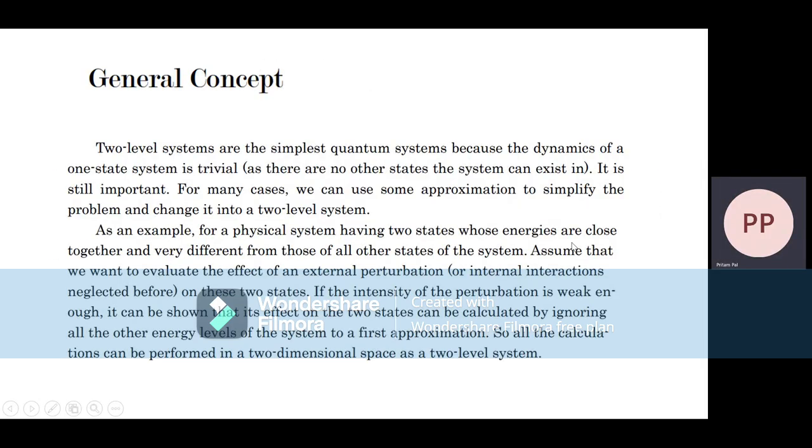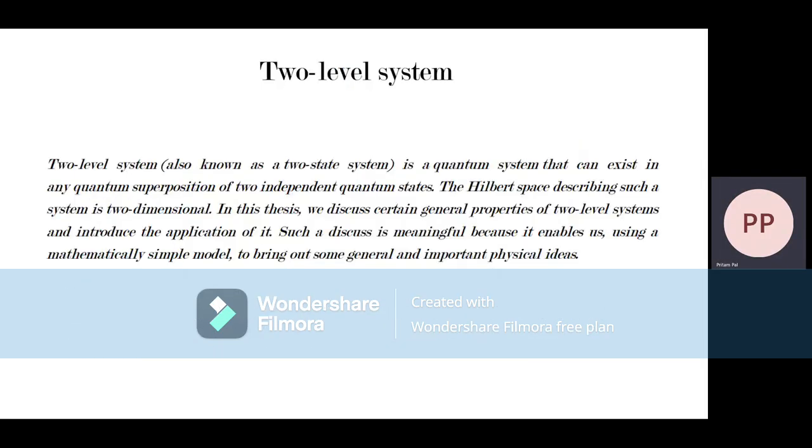First, as you know, a two-level system is basically a quantum system. It is a combined system that can exist in any quantum superposition of two independent quantum states. All these quantum states are defined by a particular wave function, so each state corresponds to one wave function, and that wave function defines that quantum state. The Hilbert space is two dimensional.